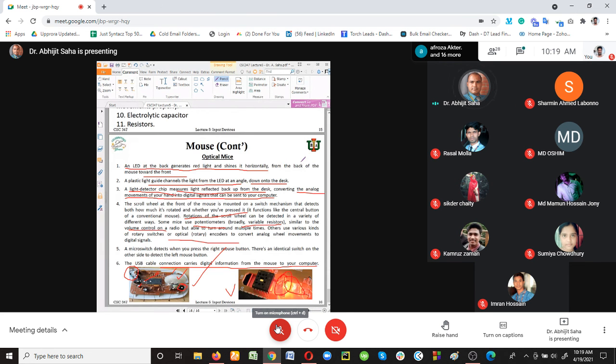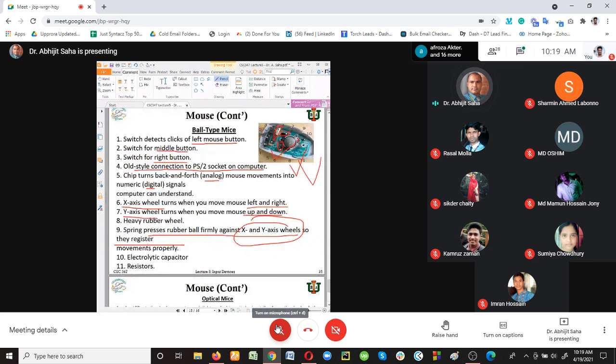But if you are not using a mouse pad, then this type of mouse does not work much. It cannot give you better service. The ball movement is going to be difficult if you're not using a mouse pad.